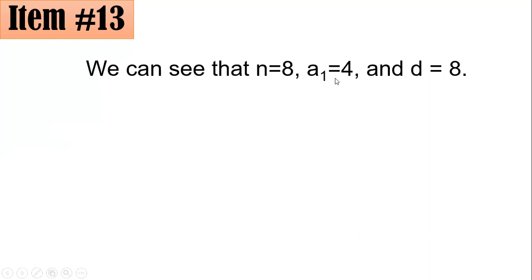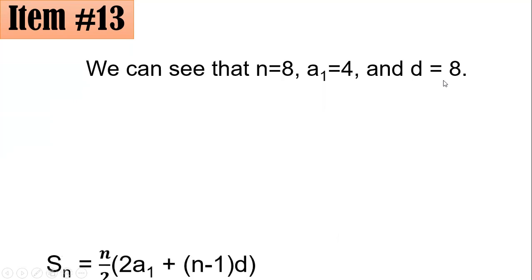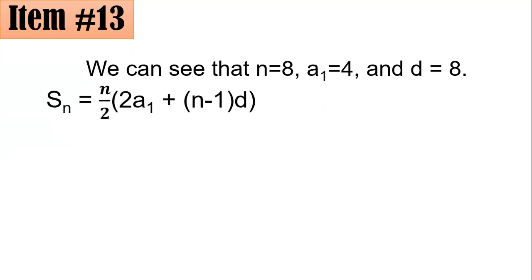Your first term is 4, and the common difference is 8, by the way. And recall that the formula for the sum of the first n terms of an arithmetic series is n over 2 times 2a sub 1 plus n minus 1 times d. I utilized this longer version of the formula because we know the value of the common difference, which is 8.